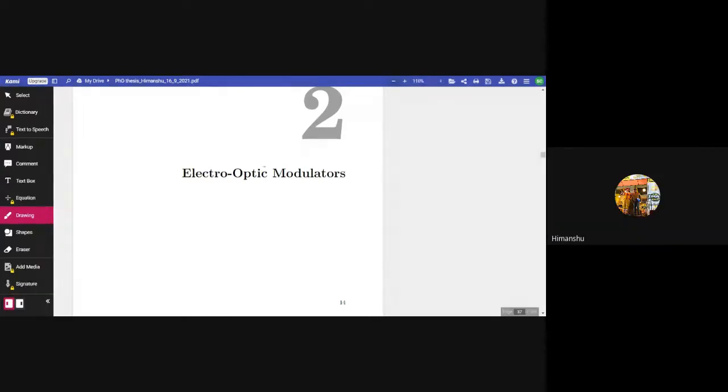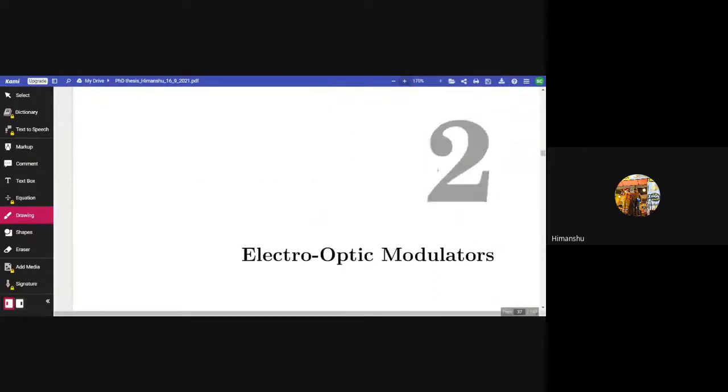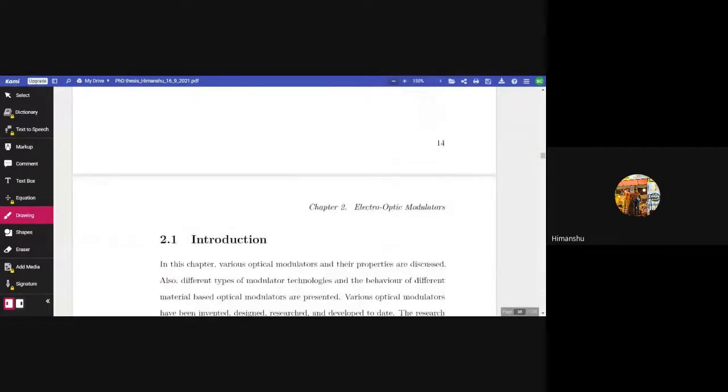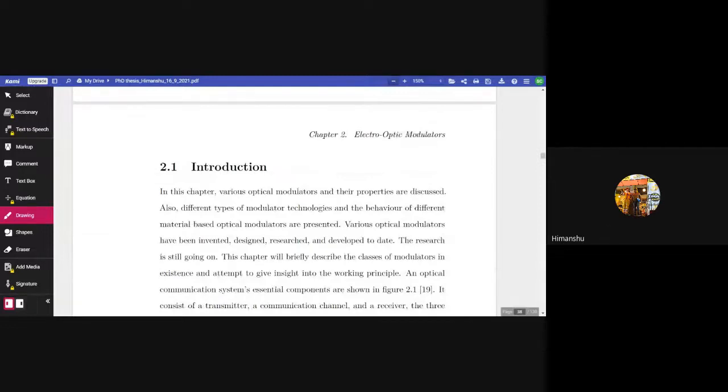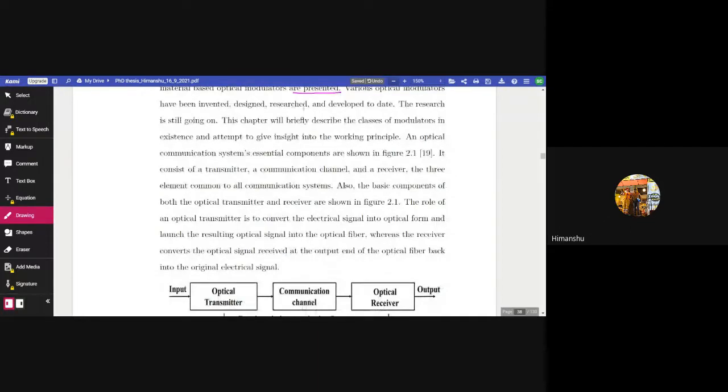Okay, a very good evening to all of you. So today we are going to discuss chapter 2 of our thesis, which is electro-optic modulators. So let us first go through the introduction. In this chapter, various optical modulators and their properties are discussed. Also, different types of modulator technologies and the behavior of different material-based optical modulators are presented. Various optical modulators have been invented, designed, researched, and developed to date. The research is still going on.